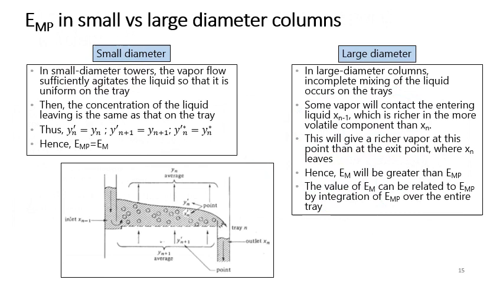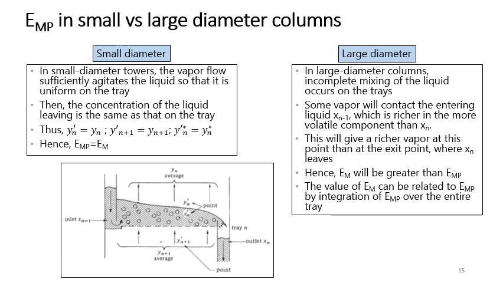Okay, when does the point efficiency become significant? In theory, for a small diameter column, the point efficiency does not make a lot of difference. So point efficiency is the same as Murphree efficiency, because in small diameter towers, the vapor flow sufficiently agitates the liquid so that the composition is uniform across the tray.